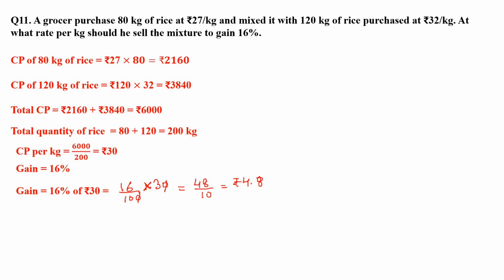Now what you have to find? You have to find the selling price. So selling price is cost price plus gain. Cost price is 30 rupees and your gain is 4.8 rupees. So you will get the selling price as 34.8 rupees.